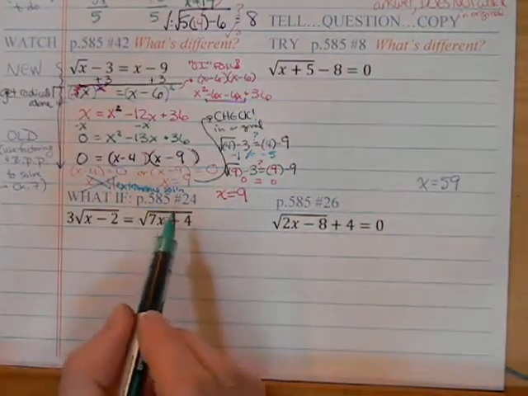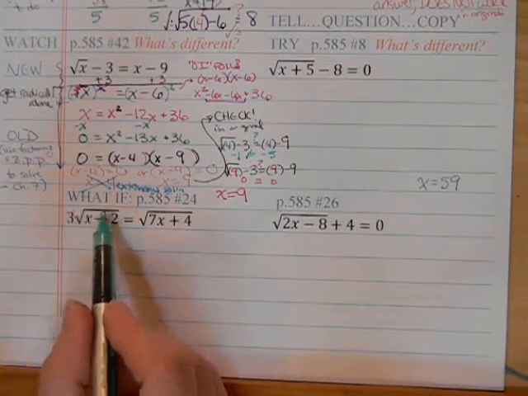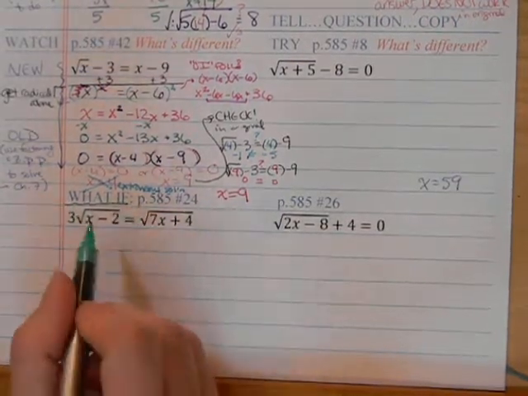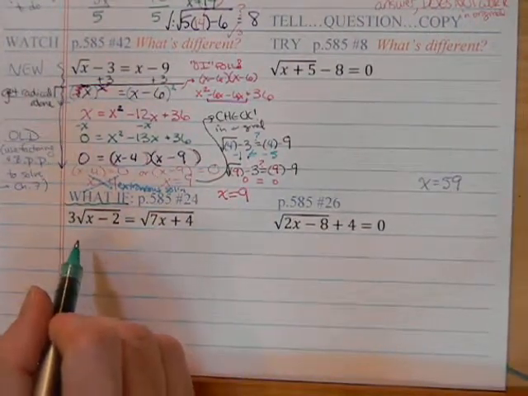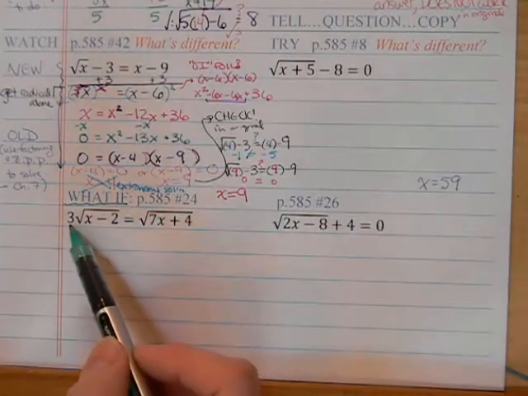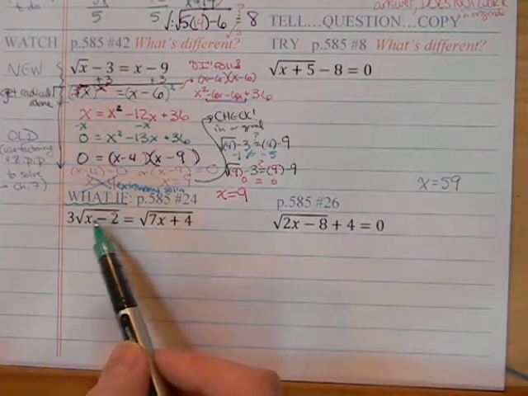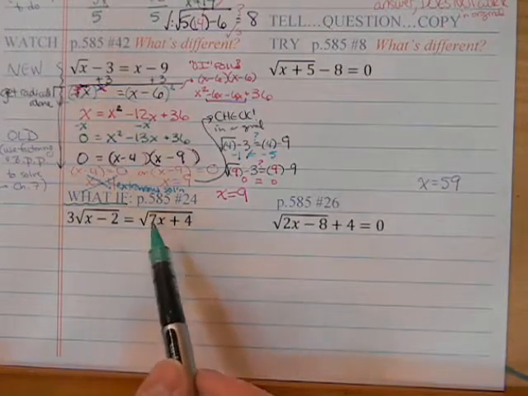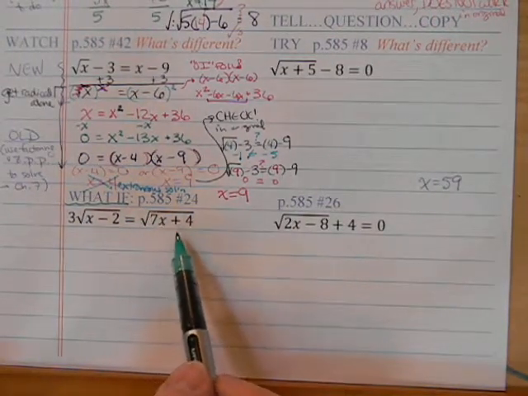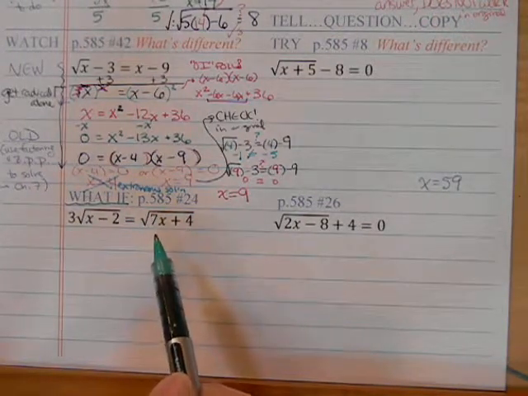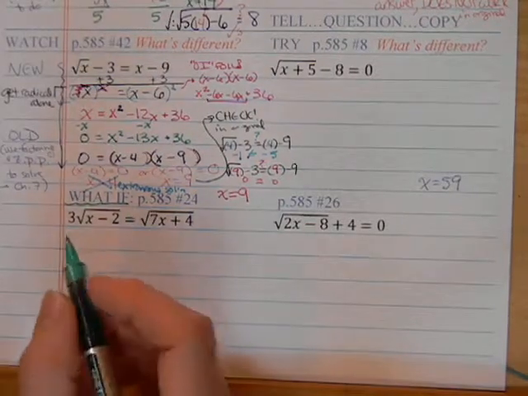Okay, so let's try number 24. It has a big what if in front of it. In other words, what if it looks like this, meaning there's something different about this one? Well, we've got 3 times a radical. X minus 2 happens to be under that radical. We also have equal to another radical, 7x plus 4. Our goal hasn't changed. Our goal is still to get the radical alone.